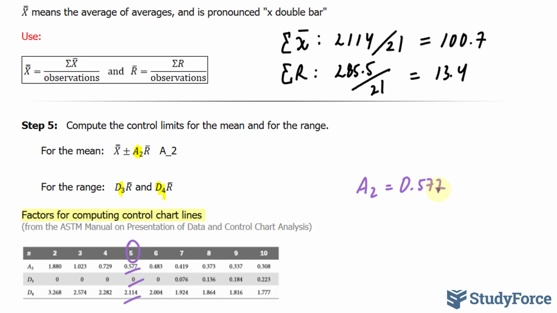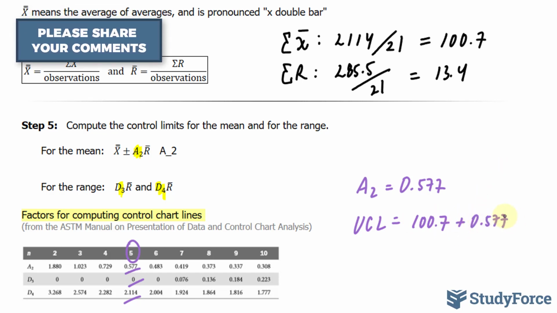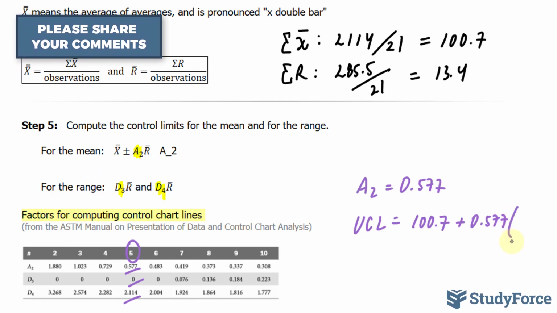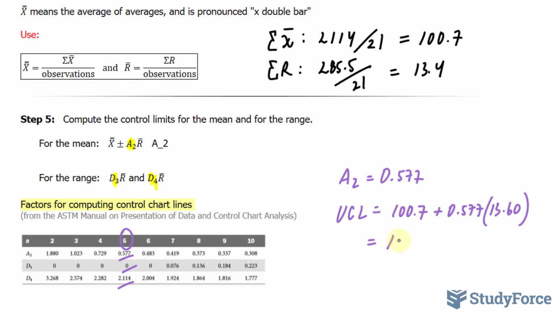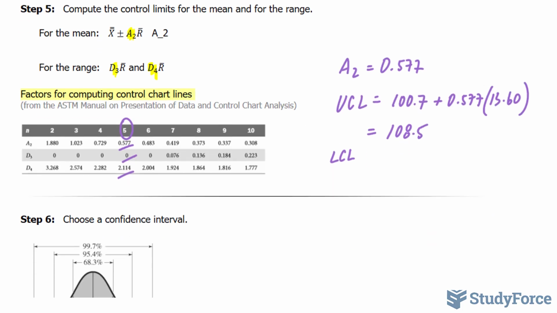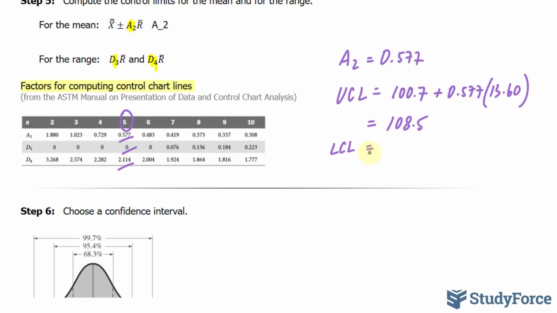So the control limits for the mean are, and I'll represent the upper control limit as UCL, is equal to 100.7 plus 0.577. I'm following this formula, times my average range of 13.6. This gives me 108.5. And my lower control limit, represented by LCL, is equal to 107 minus 0.577 times 13.6, and that is equal to 92.9.